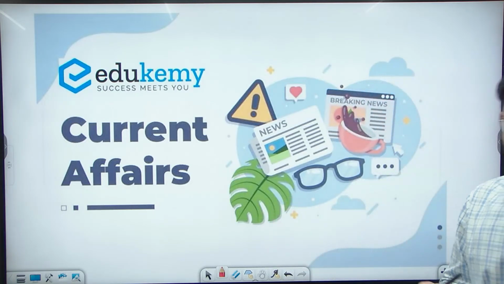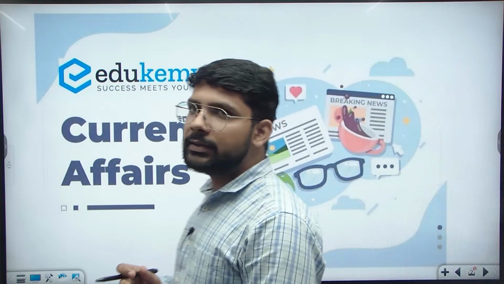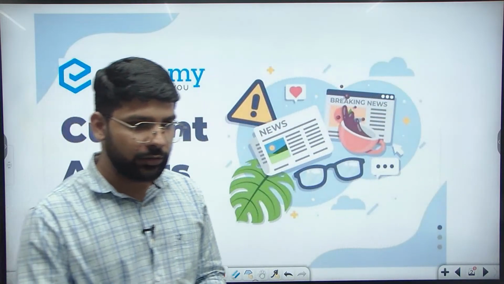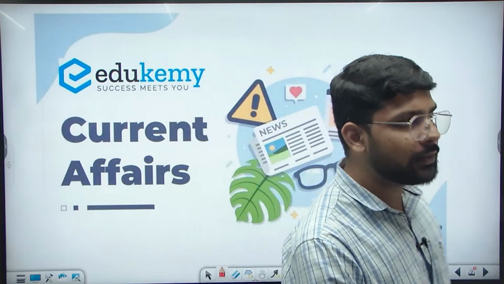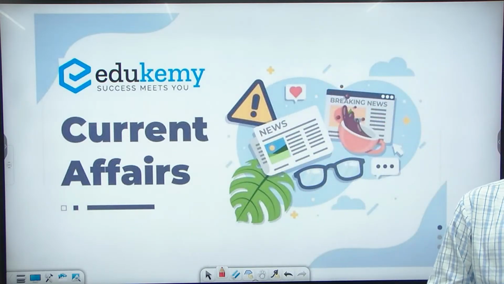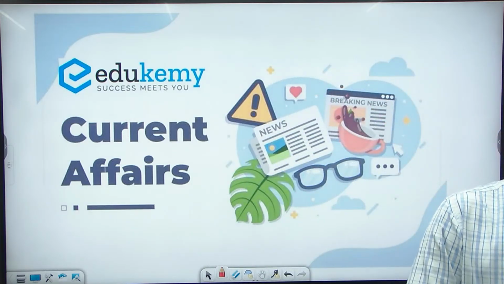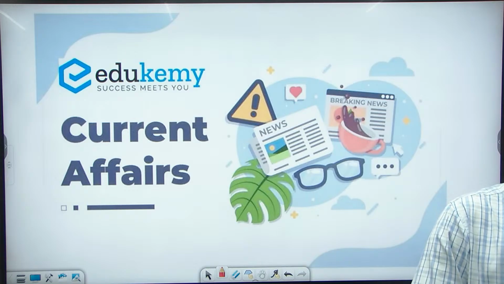One is related to manual scavenging. Second is related to the internationalization of rupee. So we will discuss these topics and how we can use the newspaper information in answer writing. So we will discuss it today.